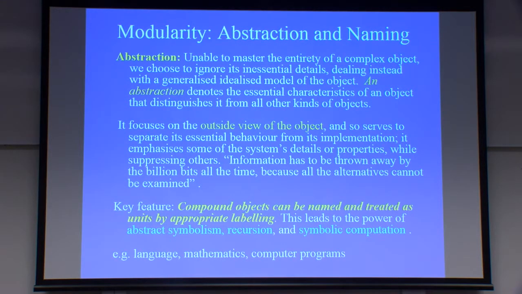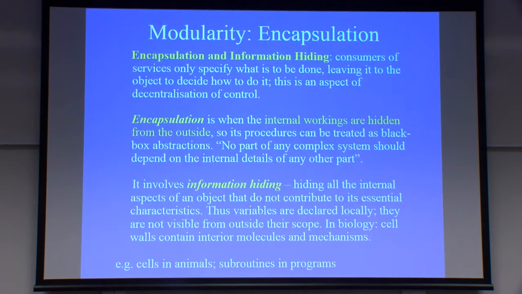And this happens also, I should emphasize here, this business of building up complexity this way applies to physical systems, and it also applies to abstract systems like language, computer languages, and so on. So the key feature there, and it's one of the things that allows language to function, is compound objects can be named and treated as units by appropriate labeling. This leads to the power of abstract symbolism, recursion, and symbolic computation in mathematics, computer science, and language.